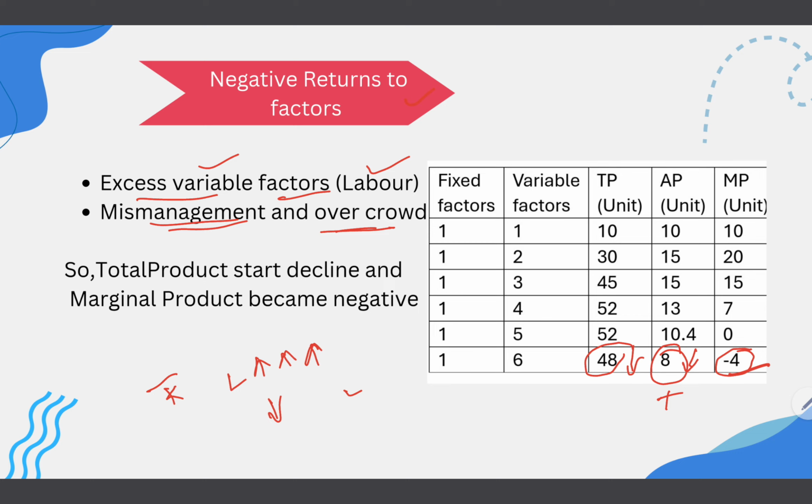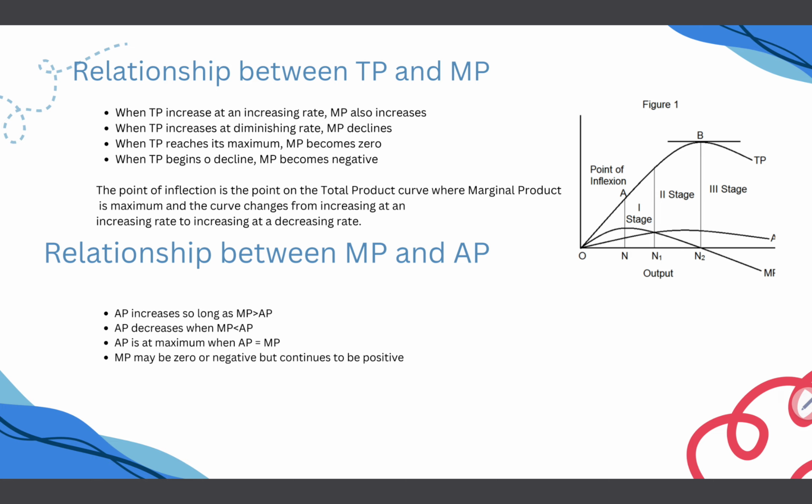So between the fixed factor and variable factor, that's also the cause of negative returns to factor. So the total product starts to decline and marginal product becomes negative, as we observe from the table. Okay, whatever we discussed in the table and in the theory, let's talk about it in the diagram also. Here we see the TP curve, AP curve and also the MP curve.